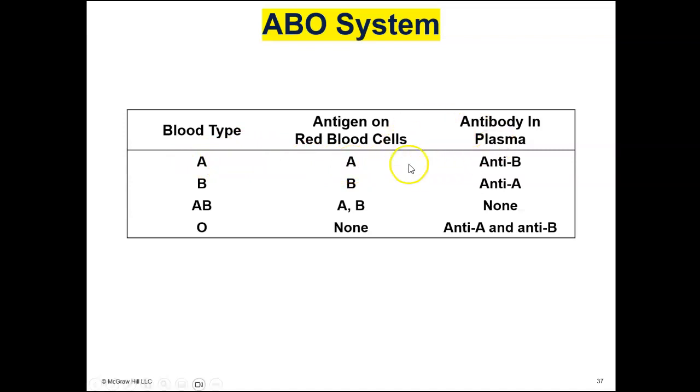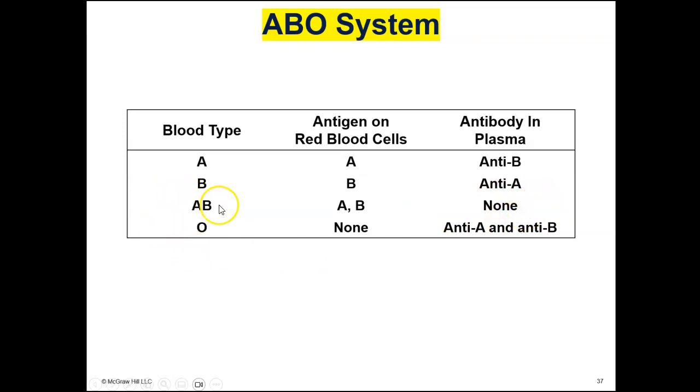In your plasma, if you're blood type A, you're going to have antibodies to B antigens. So we call them anti-B antibodies. If you are blood type B, then you're going to have the B antigens on your red blood cells and the anti-A antibodies in your plasma. If you are blood type AB, you will have both A and B antigens on your red blood cells and no antibodies in your plasma.